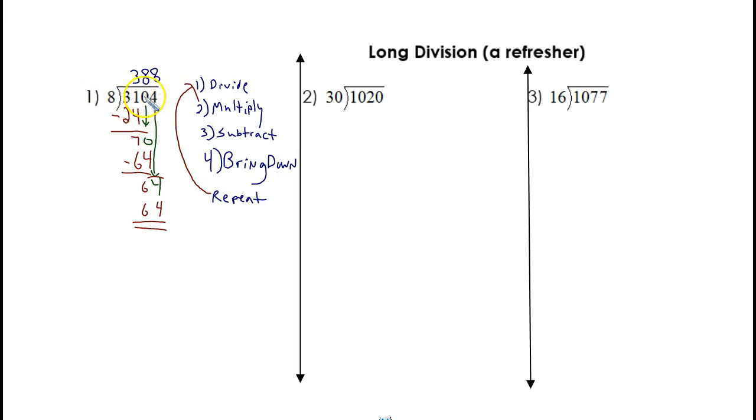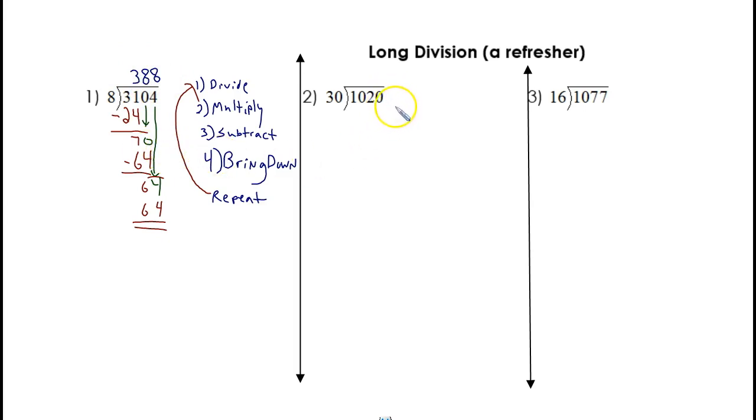In this case, we brought down a 0, and we had 70. 8 goes into 70 no more than 8 times. So we'd say 8 times 8 is 64. Subtract 70 minus 64, which leaves us with 6. Bring down the next number, 4. How many times does 8 go into 64? It goes in 8 times, and 8 times 8 is 64. So we have no remainder here. Remember, the remainder is the part that's left over. With no remainder, 8 divides evenly into 3104, and it gives us 388.